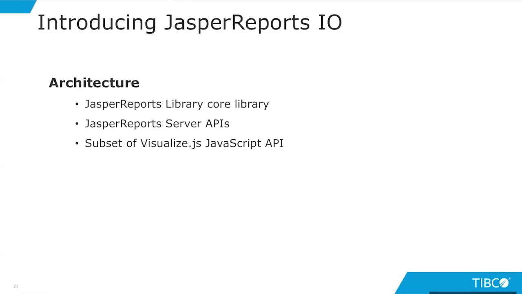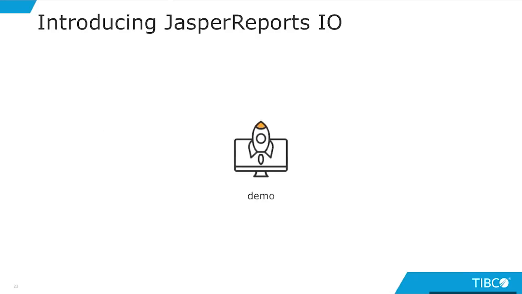What's the architecture? Well, Jasper Reports library, unsurprisingly, is at the very core of it. We've taken certain select APIs from the Jasper Reports server, have added those, and have taken a subset of Visualize.js as the JavaScript API. So we've taken some key components from things that have been already tested out in the real world and have brought them together to create something really focused on one specific task in a cloud-native environment. And now Theodore is going to show you exactly what that looks like.